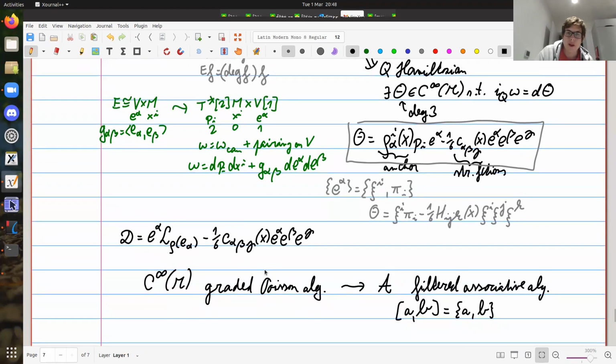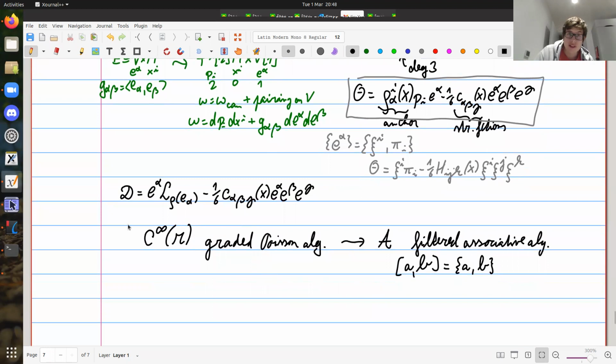And then you can prove a theorem that, first of all, you can locally identify this thing with differential operators on half densities with coefficients in a Clifford algebra. So precisely this type of thing. And then, assuming some self-adjointness and so on, there is a unique lift of this function theta into this filtered associative algebra, and that's given by this Dirac generating operator.